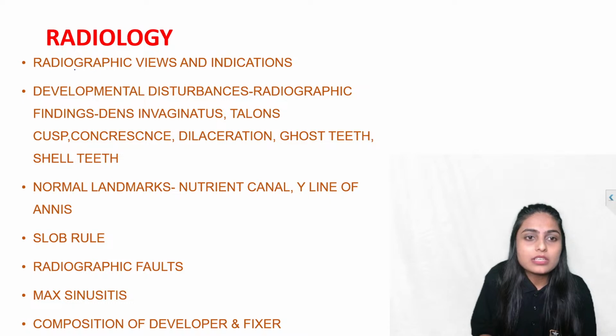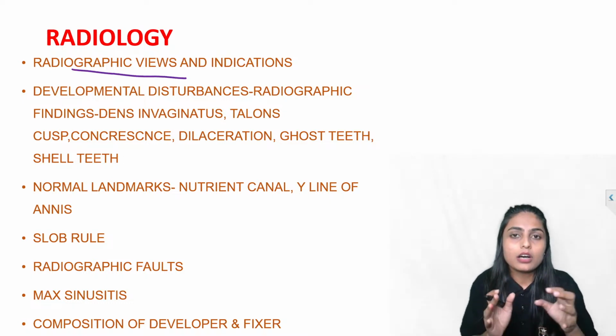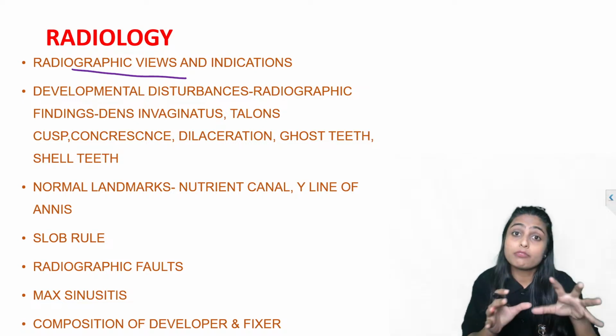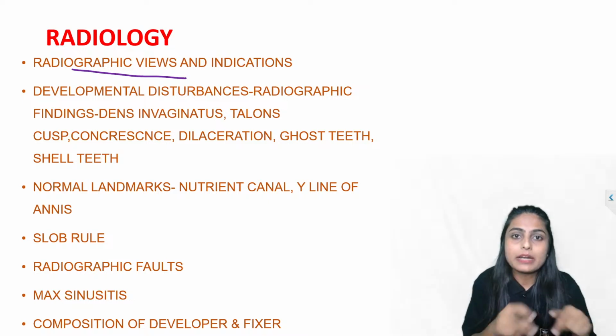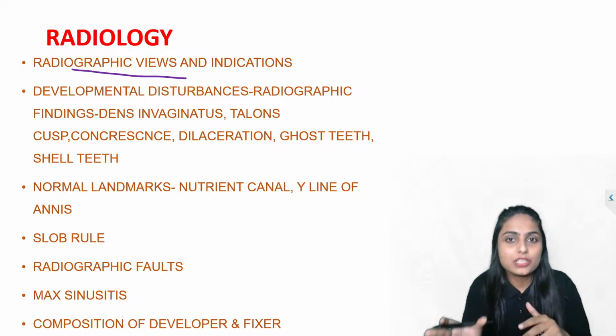They can ask you about radiographic views and their indications. So they can give you the submental vertex view, and you have to identify the submental vertex and what its indication is, or the jug handle view, and what its indication is.